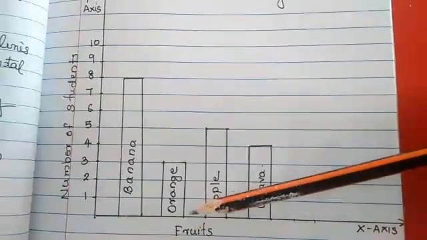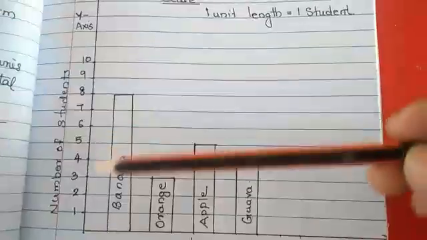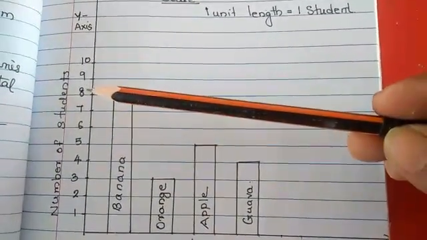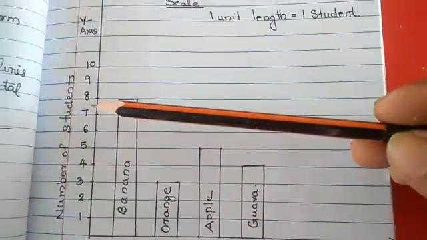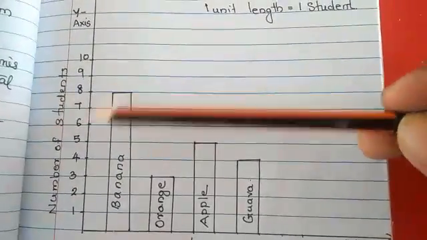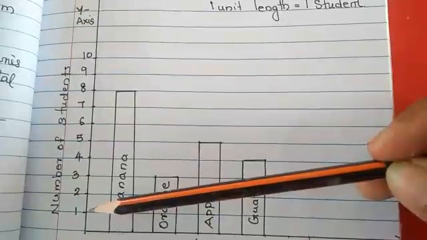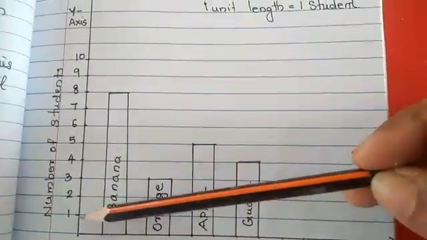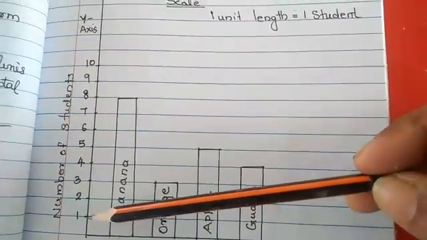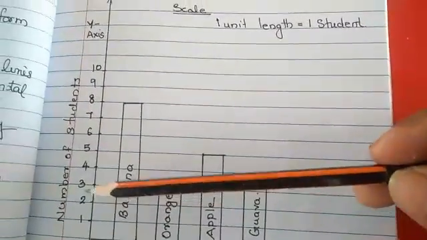Next step, choose an appropriate scale. Here highest value is 8. So only 8 points we have to mark here. So we can take 1 unit length. Here I choose 1 centimeter as 1 unit length. 1 unit length equals 1 student.